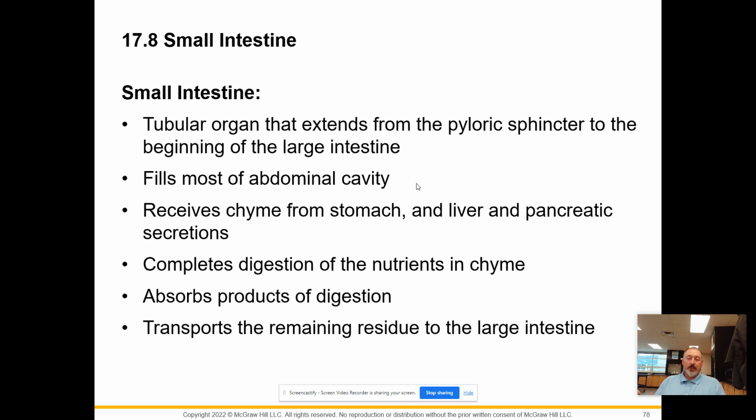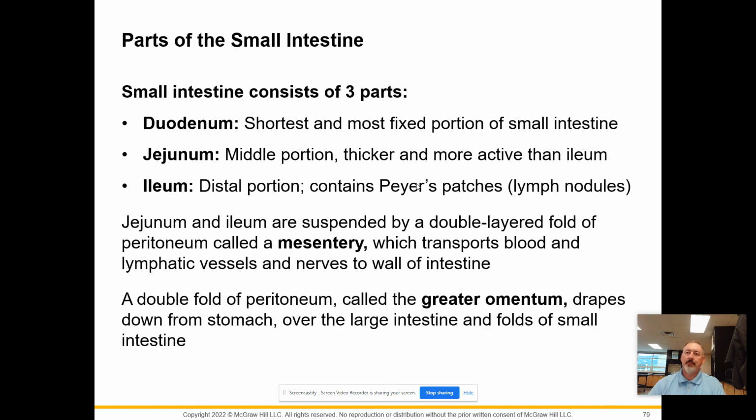So what does it do? It receives chyme from the stomach. The liver and the pancreatic secretions are also going to help in this process as digestion, even more of it, occurs here. And more importantly, absorption of those things that have been broken down. Whatever's left over goes to the large intestine.